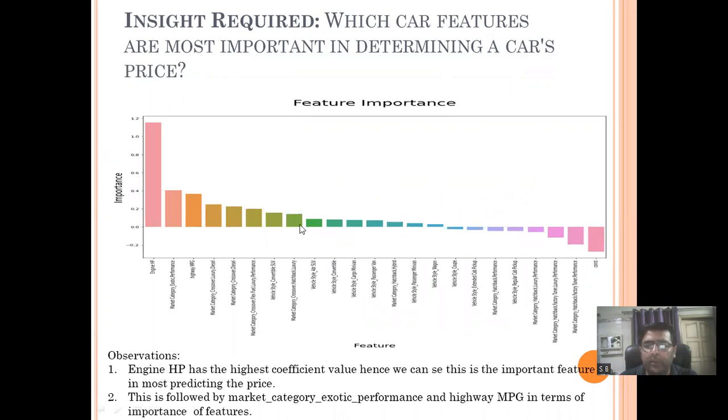The insights from this plot are: engine HP has the highest coefficient value, hence we can say this is the most important feature in predicting the price of the car. This is followed by market category, exotic performance, and highway MPG in terms of importance of features. So this plot shows us the importance of features with the help of their coefficient values.